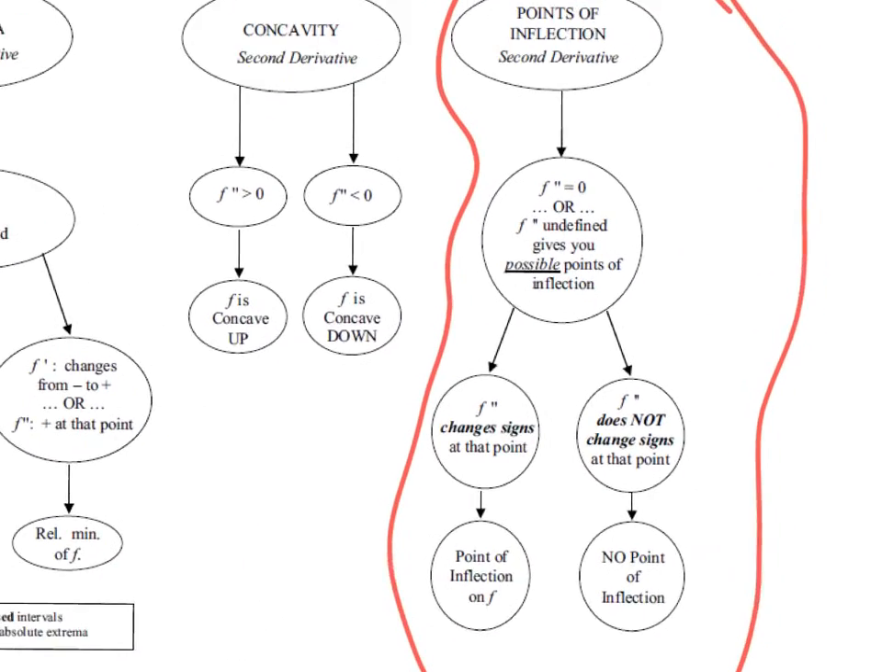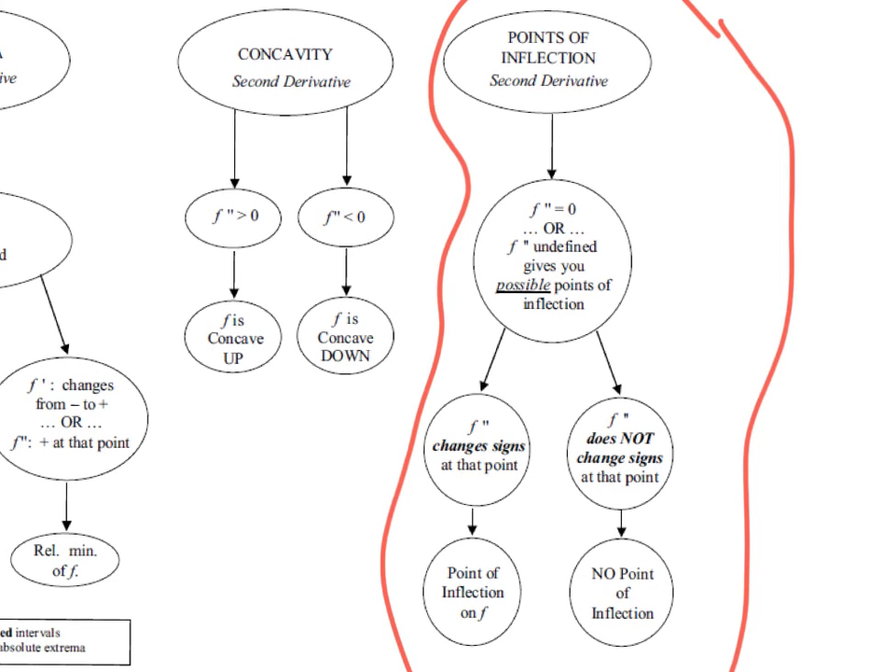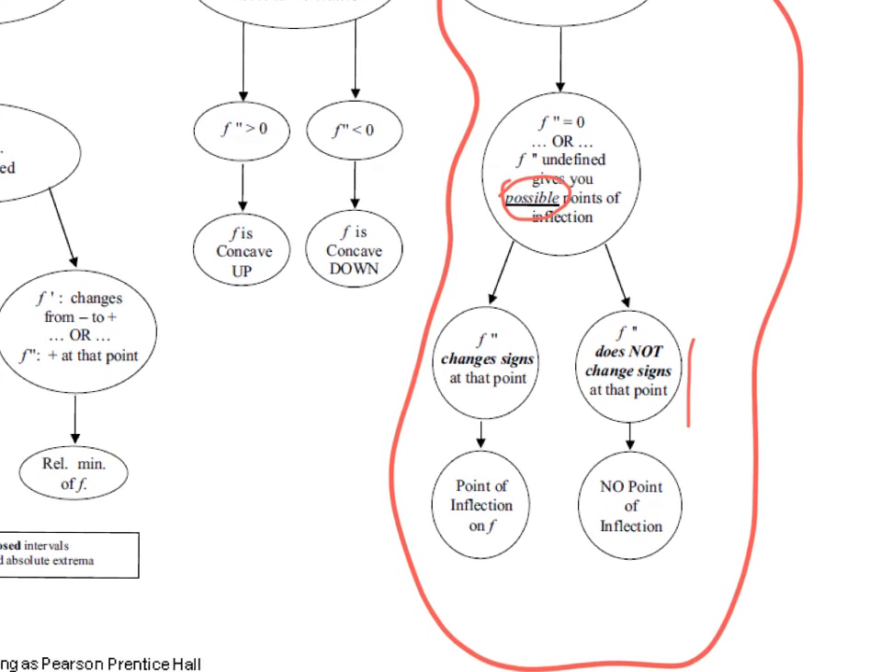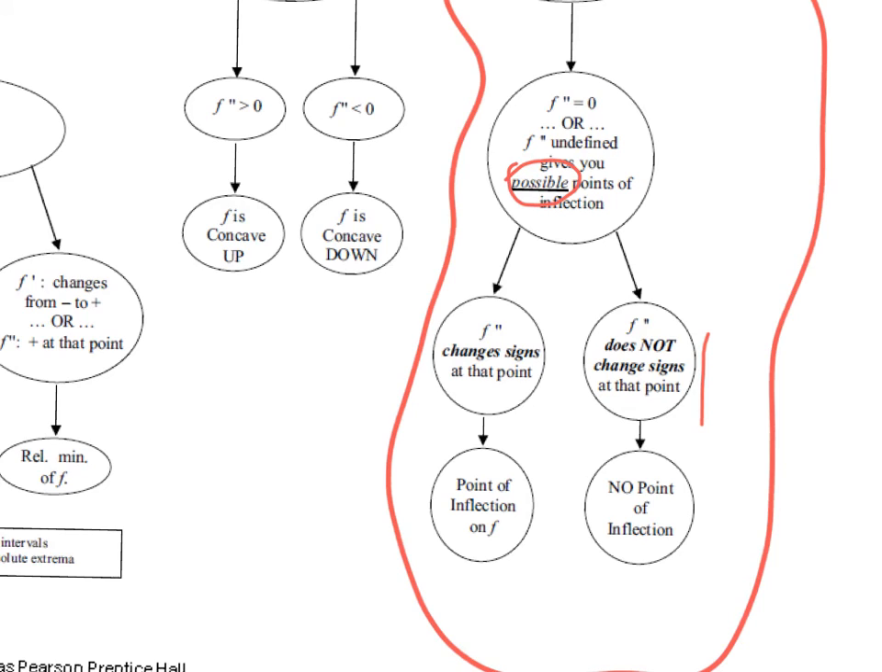And points of inflection, if I make that bigger, we can see that if the second derivative is equal to 0 or the second derivative is undefined, notice we're looking at critical points for the second derivative. Now these are possible points of inflection. Remember that people just always assume it's a definite point of inflection. It's not true. You have to check, because in order to be a point of inflection, it has to change sign. So if the second derivative does change signs, then you have a point of inflection. If the second derivative does not change signs, you do not have a point of inflection.